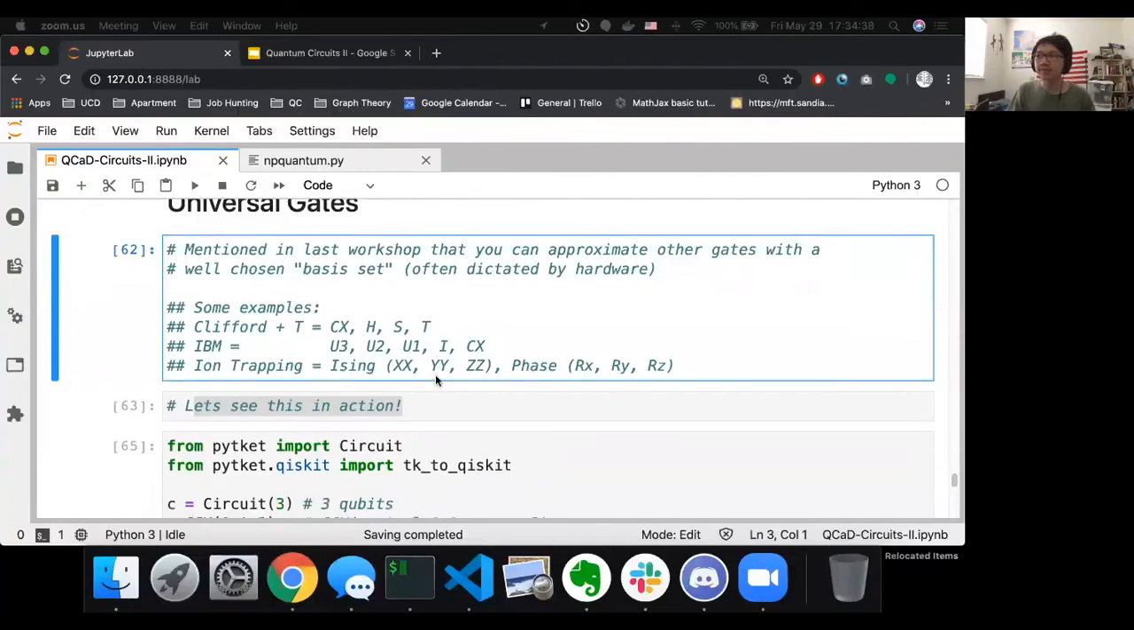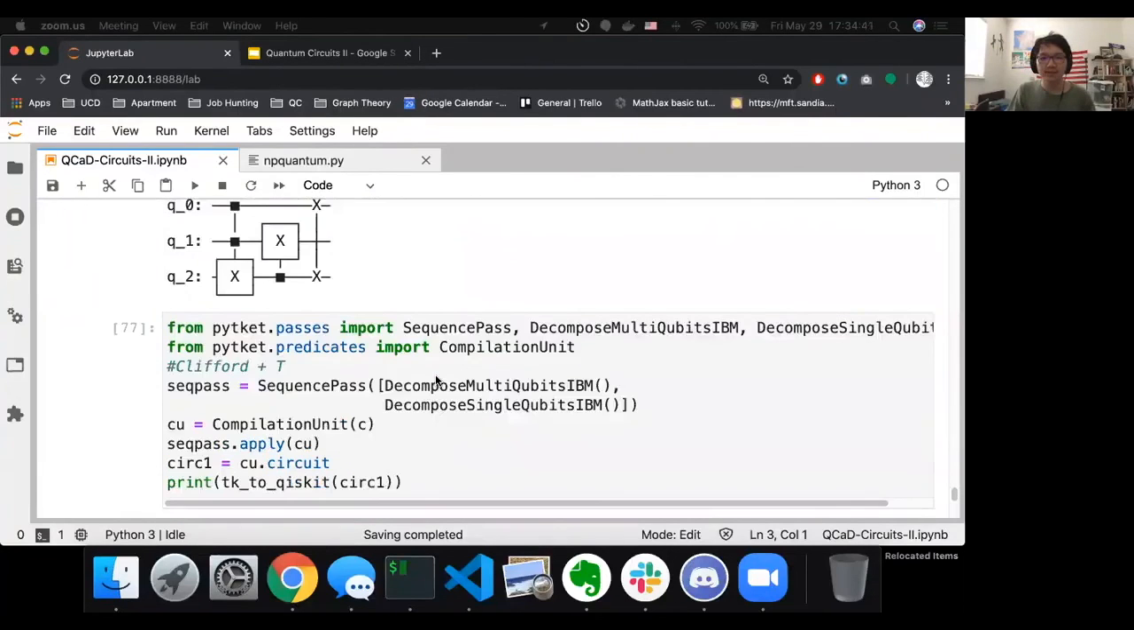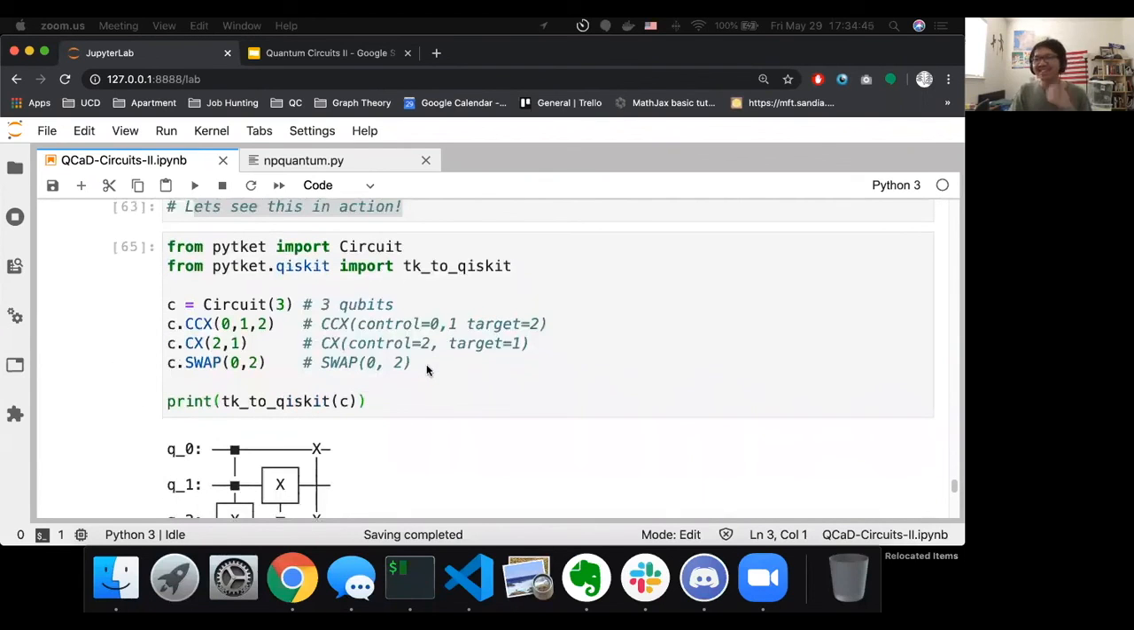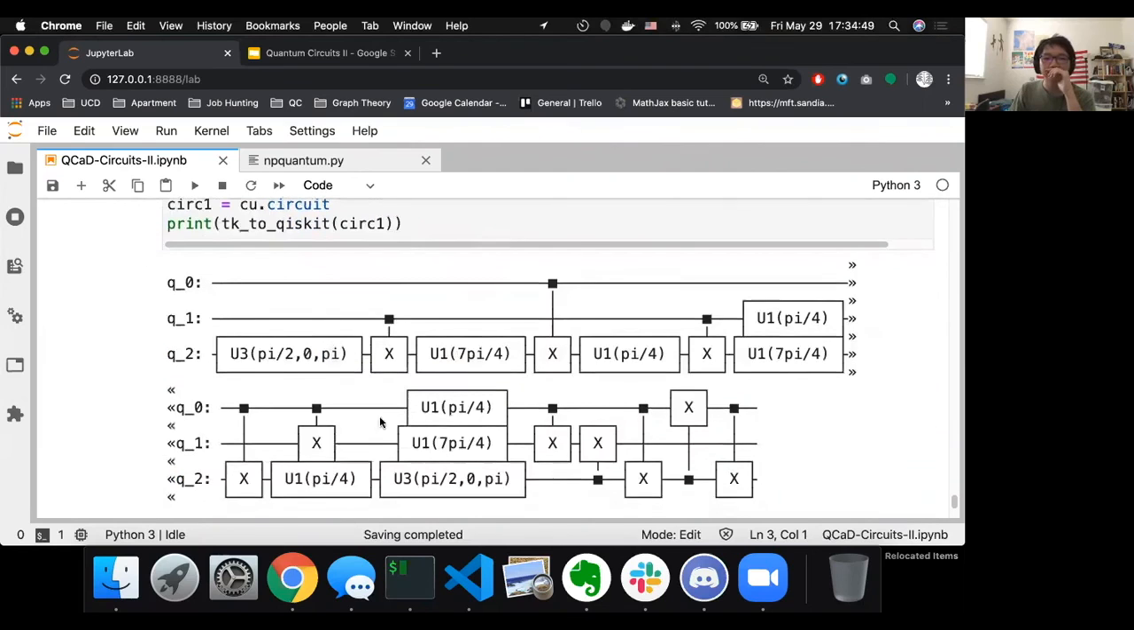I guess I can ask a question. Would you be able to share your screen again? Yeah, absolutely. I was just looking at the bottom part of that, and I was just curious why... here we go. It seems like Pitkit? How do you say that? Pitkit, oh yeah, Pitkit. I wonder why it decomposed that to... Because it doesn't have the CCX gate.